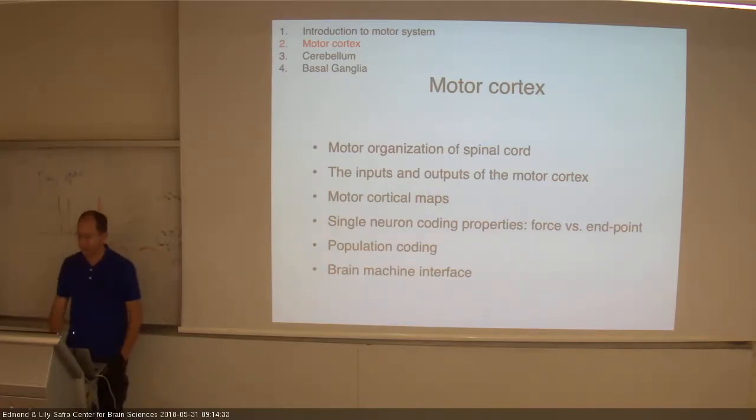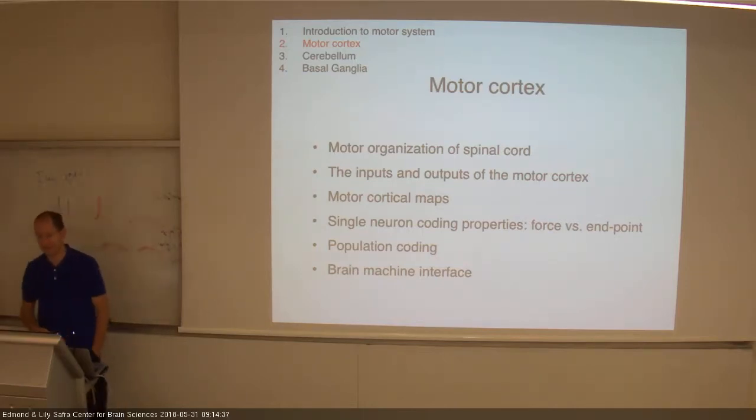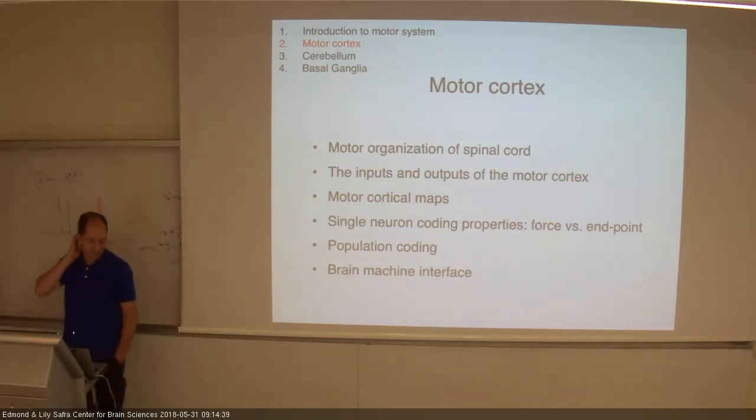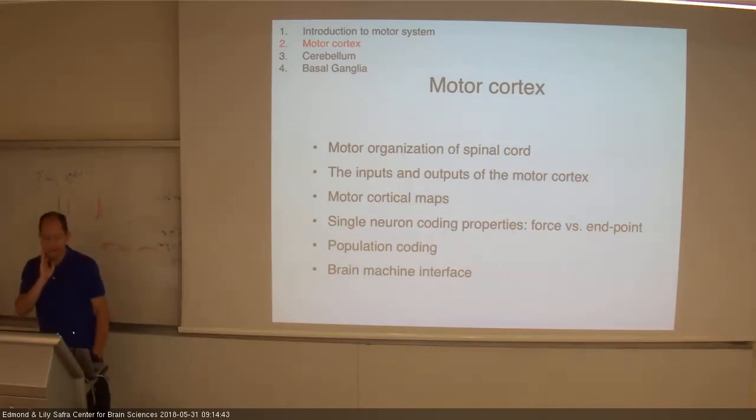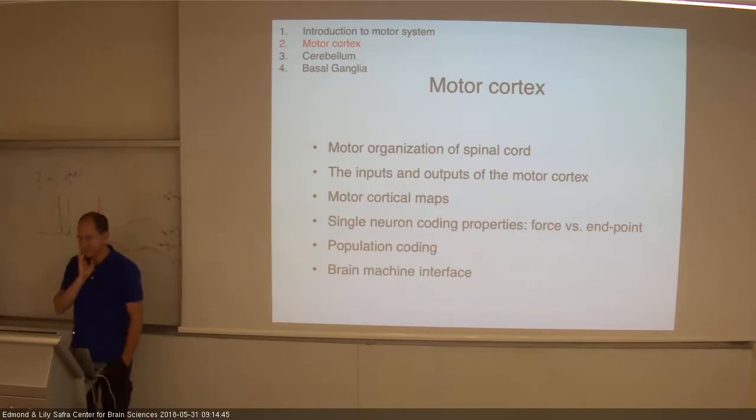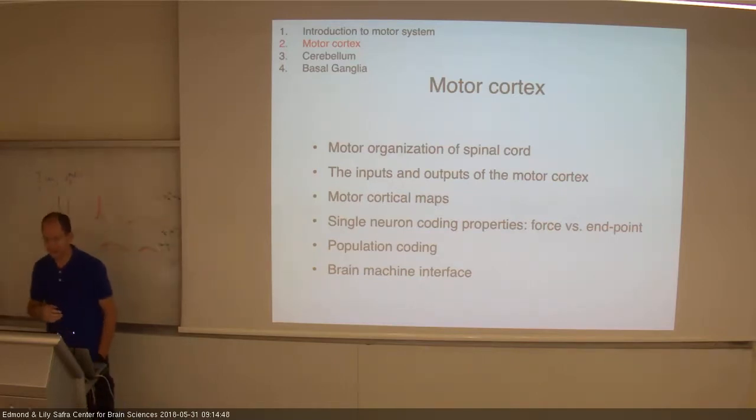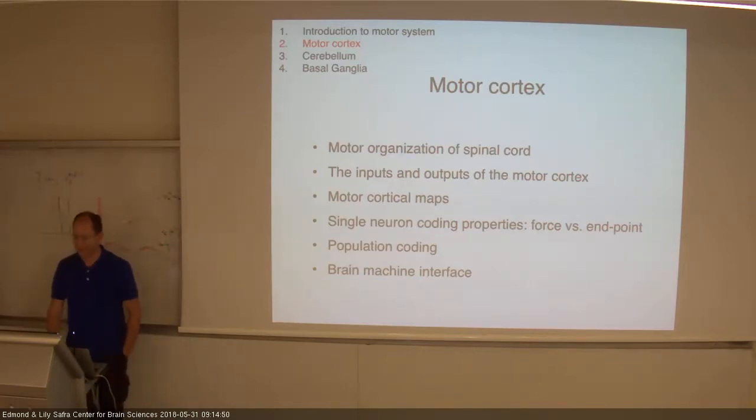For example, the brain-machine interface, how we can use the activity in the motor cortex in order to help people with disabilities, and also talk about some, let's say, cognitive roles of the motor cortex, whatever that means, but let's say non-direct motor components of the motor cortex.